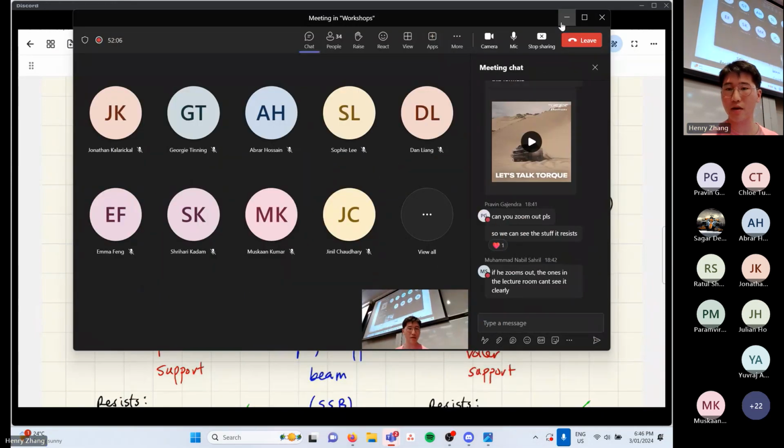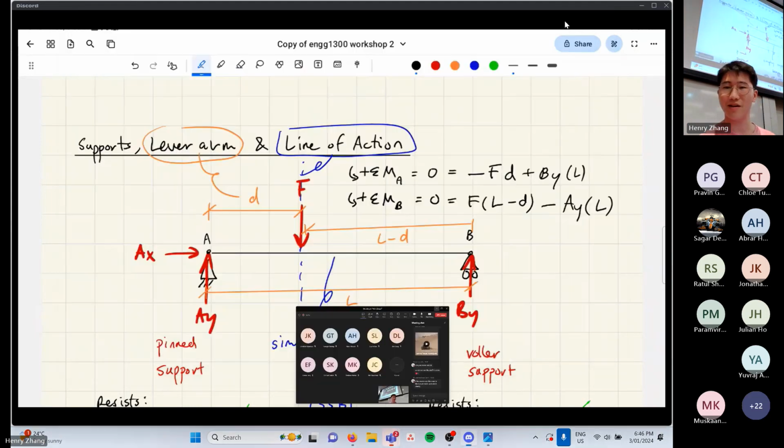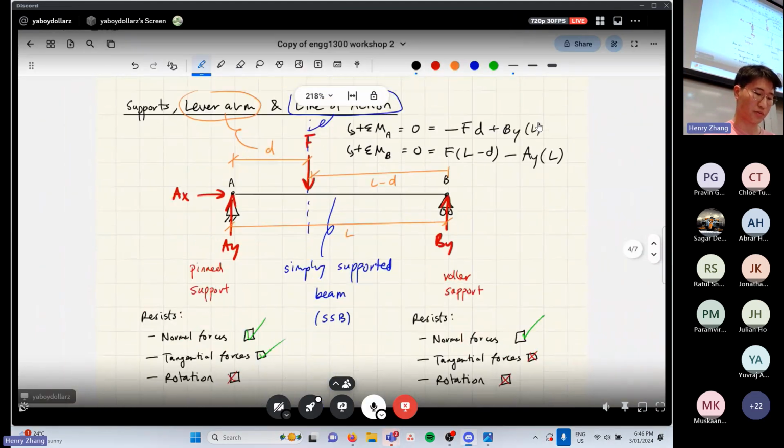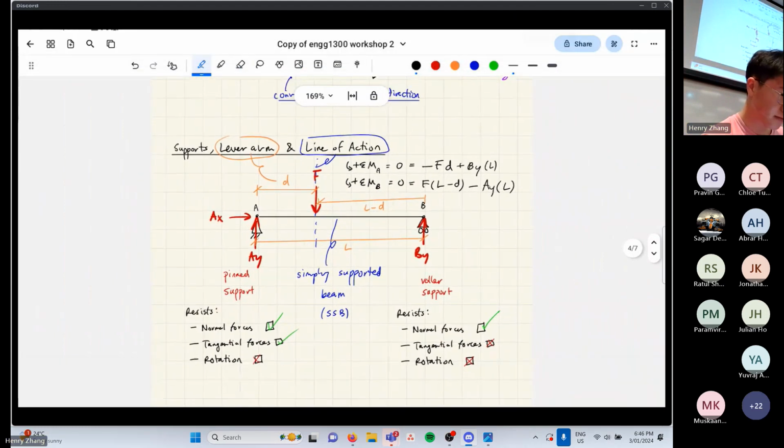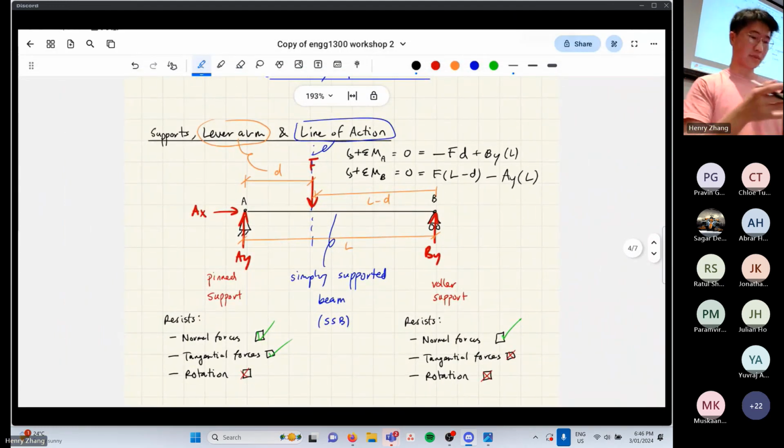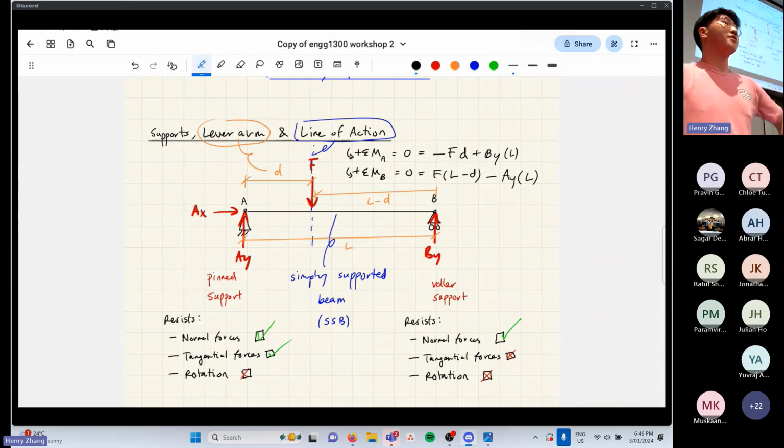Chat. Okay, I'll zoom out. Okay, sure. All right, yeah. Cool. Does anyone have any questions with that? No? All good? Okay, cool.